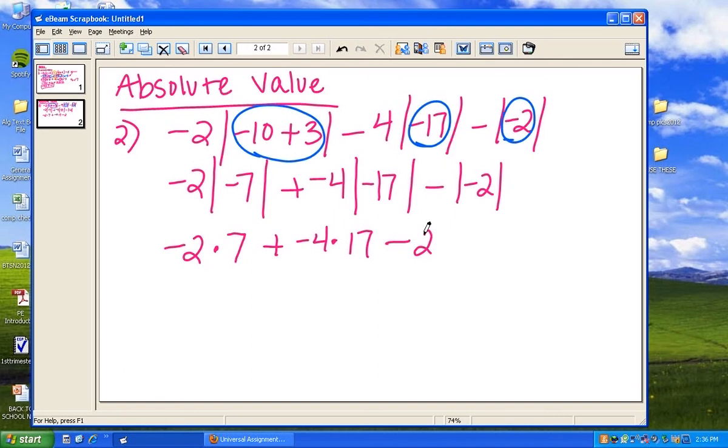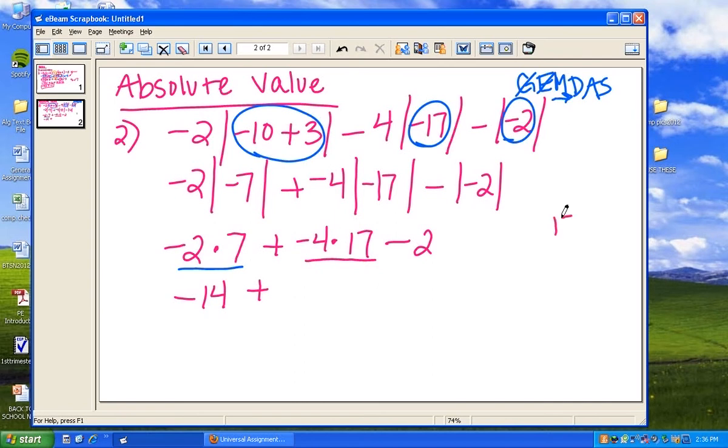And now, according to GEMDAS, I've done my grouping symbols, but you remember GEMDAS, we have to do our exponents next. There are none. Cross it off. Now I have to do all multiplication and division in a left to right fashion. So this is multiplication. I have to do it. Negative 2 times 7 is negative 14 plus, and this is a negative 4 times the 17.